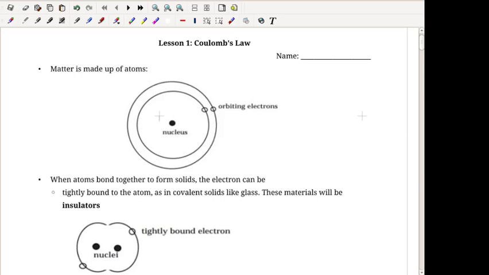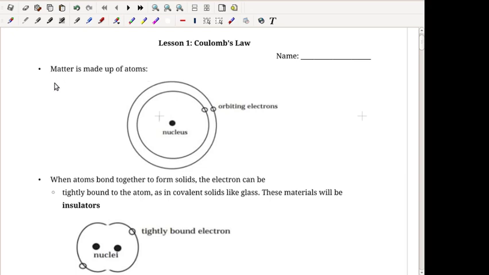We're going to start out this unit on electrostatics with a topic called Coulomb's law. This was discovered by a guy with the last name of Coulomb, and he did so much work in the field of electricity that we actually name the units for charge after him. So, 1 Coulomb of charge.